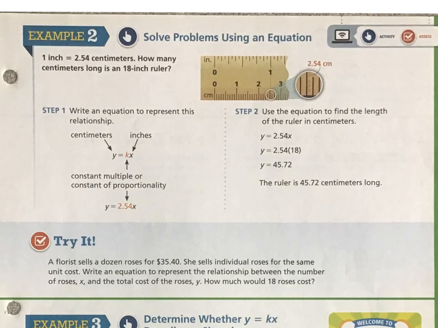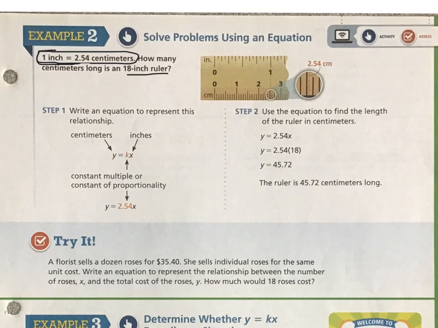Example 2 shows us how to solve problems using an equation. So we know that 1 inch is equal to 2.54 centimeters. That's what we call a conversion factor. How many centimeters long is an 18-inch ruler?